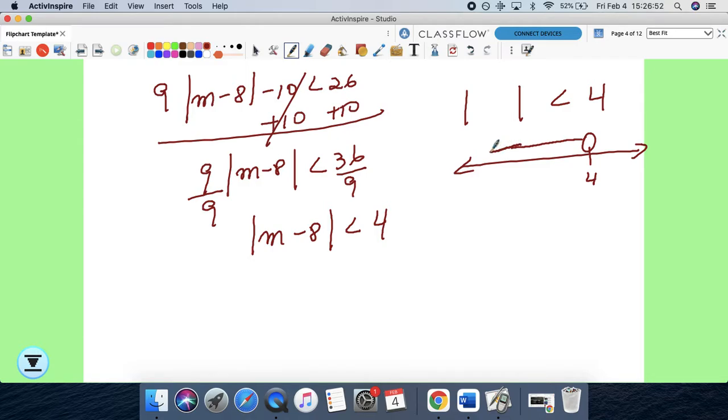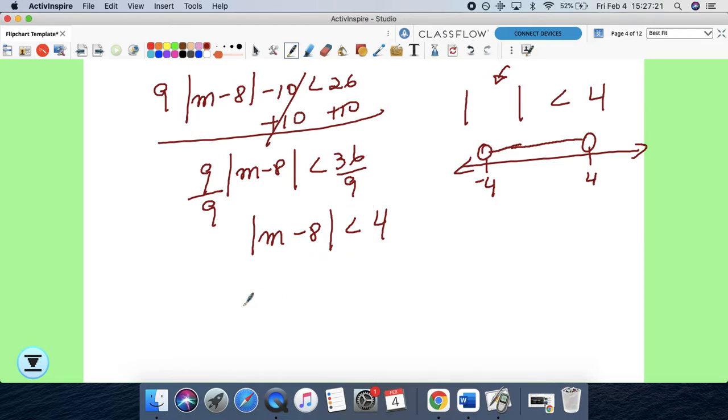Up to, but not including, negative 4. So if we take the absolute value of any number between negative 4 and 4, and you plug it in here, that will make that inequality true. So I need this, m minus 8, right? I need whatever number in here to be between negative 4 and 4. So what can I replace m with, minus 8, so that it eventually becomes less than 4 when I take the absolute value?